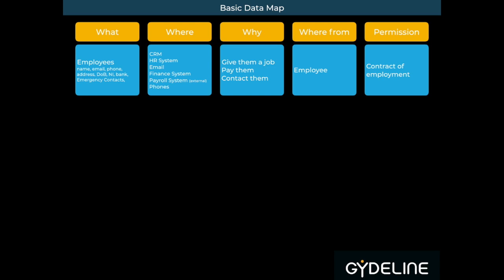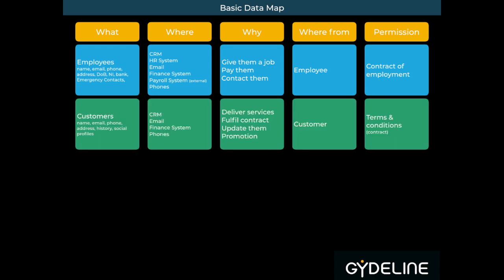Where do we get the information? Well, we got it from the employee as part of the recruitment process. And why do we think we have permission to use that information? Well, we've got contracts with these people, and there will be terms and conditions within those contracts that mean we can use that information to employ them.